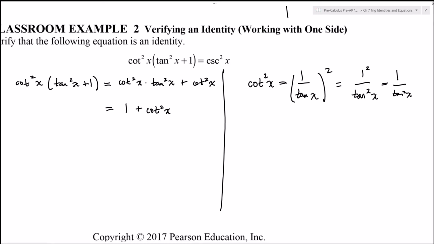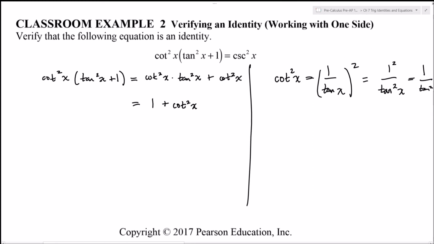Now, it's a good idea between steps to compare what you currently have with what you're supposed to get. So I have 1 plus cotangent squared x. I'm supposed to have cosecant squared x, which if you're familiar with your Pythagorean identities, that's an easy one to show. That is one of the Pythagorean identities directly.